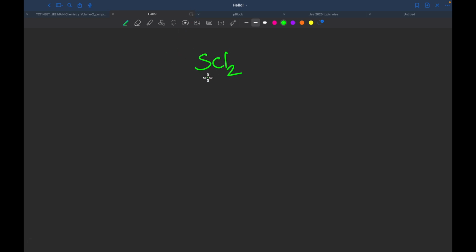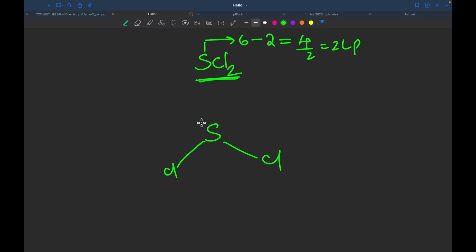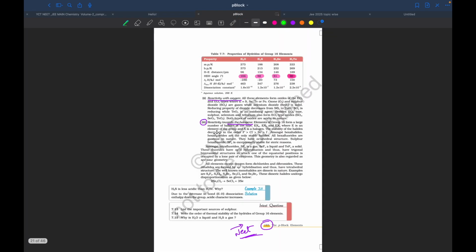Next we'll go to dichlorides, like SCl2. SCl2 has how many lone pairs? 2 bonds are there, and there are 6 electrons with sulfur. 2 are used up, so we end up with 4. So 4 by 2 equals 2. 2 lone pairs are present on the sulfur in this manner, right? So it will be bent V shape. Sulfur dichloride is bent V shape, right? So we have to study the same thing here.